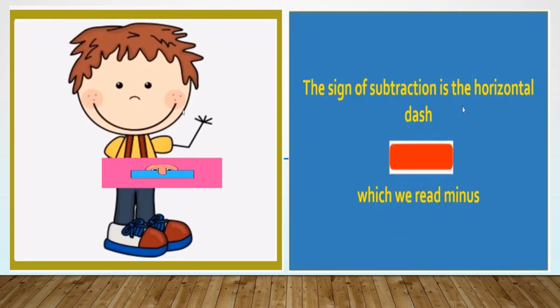Children, the sign that we use for subtraction is the horizontal dash. That is a small sleeping line, which we read as minus.